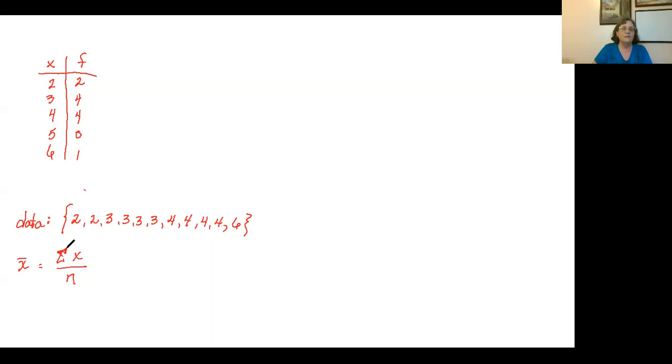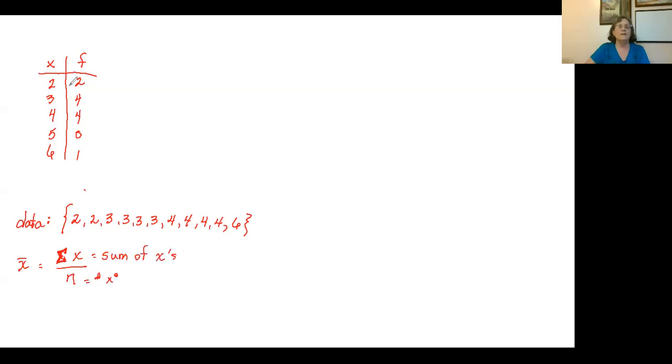This symbol right here is used to represent the sum of. So a sigma represents the sum of. It means add up all your x's and divide by the number of x's, where n equals the number of x's.